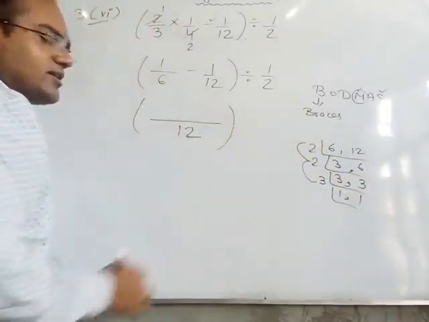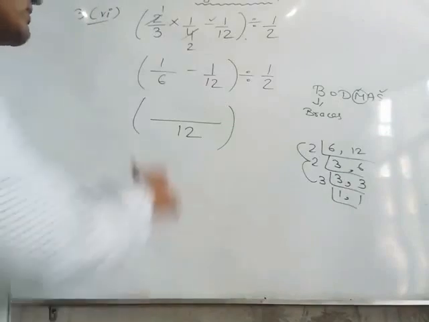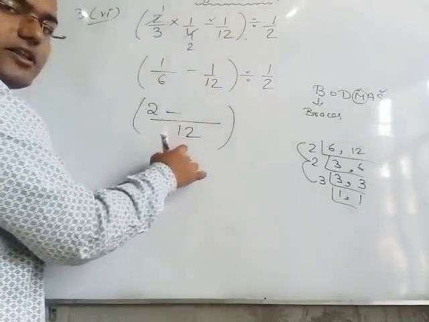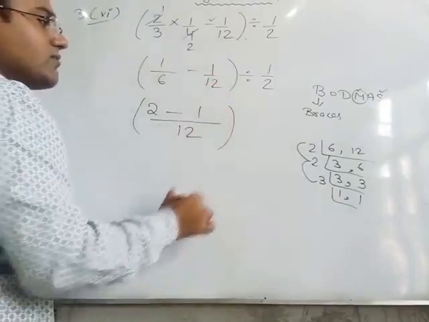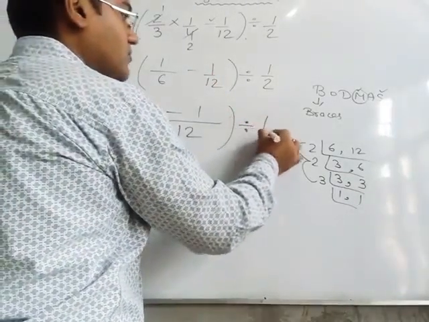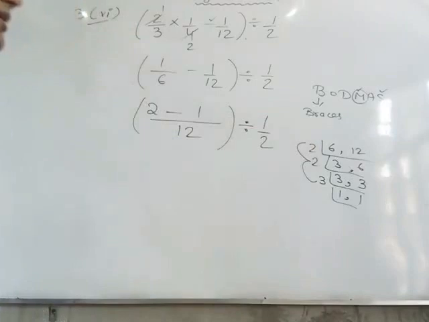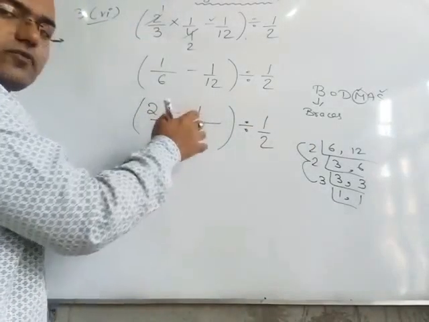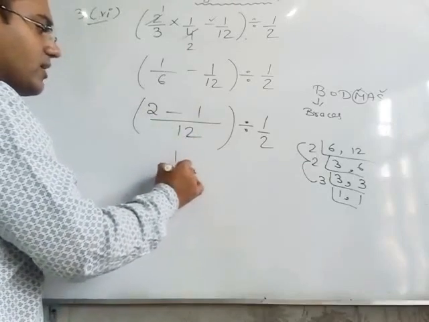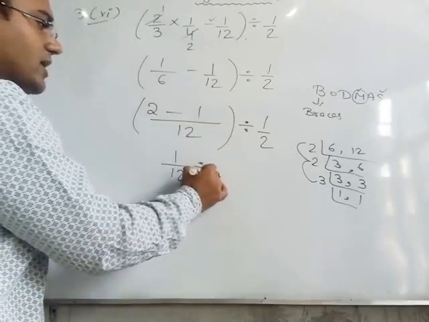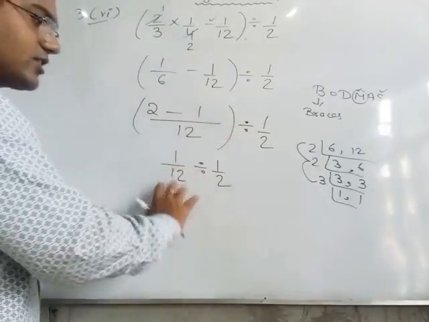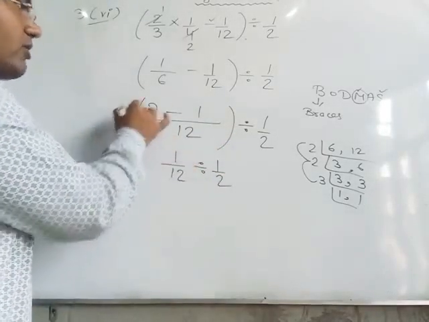So here we will write under the denominator 12. 6 2s are 12, 2 multiply 1 will be 2, minus 12 1s are 12, 1 multiply 1 will become 1, divided by 1/2. Now in the next step what we will do? We will subtract them. 2 minus 1 we will do. 2 minus 1 will be 1/12 divided by 1/2. Now bracket sign is removed. Bracket we had already solved.